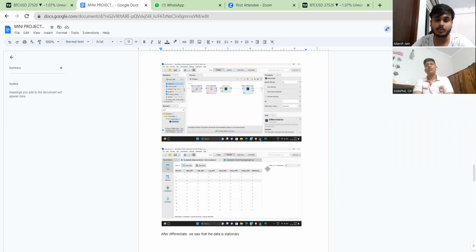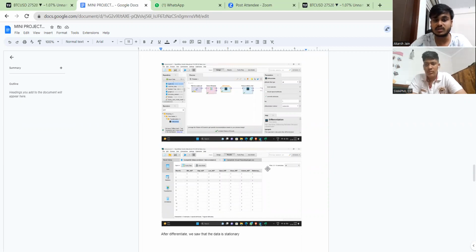Then we selected the attributes. There were various attributes, but we selected the market close, the market closing price of the particular currency, as the label, and the other attributes as the regular ones.